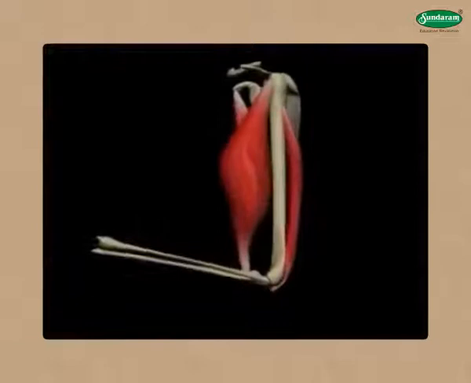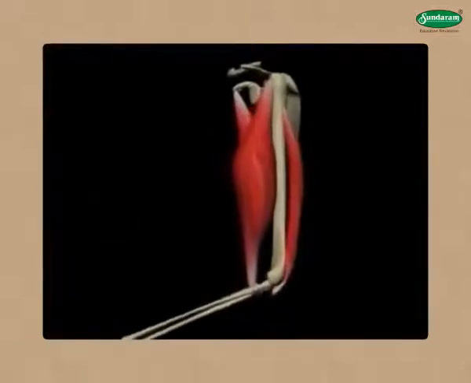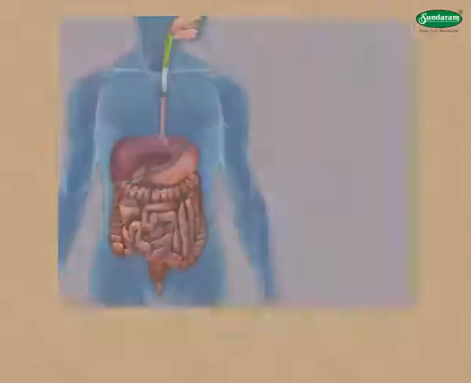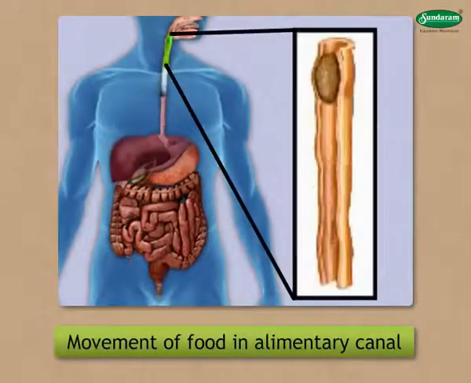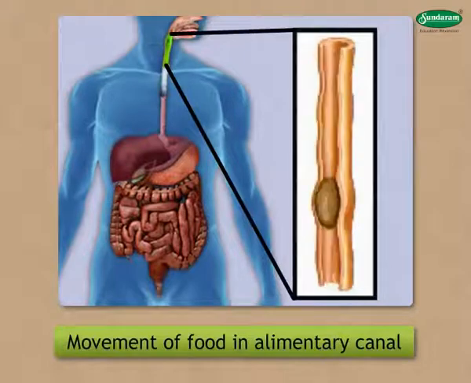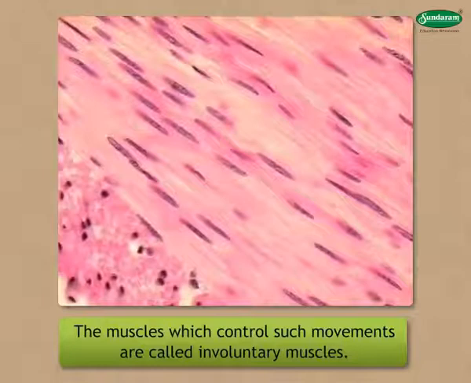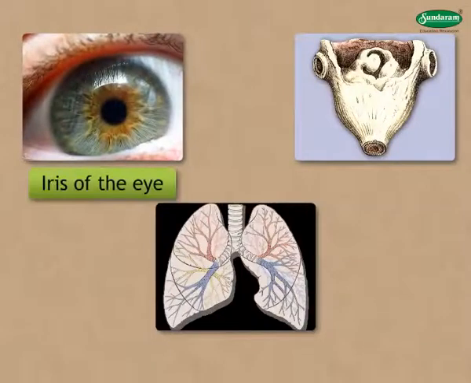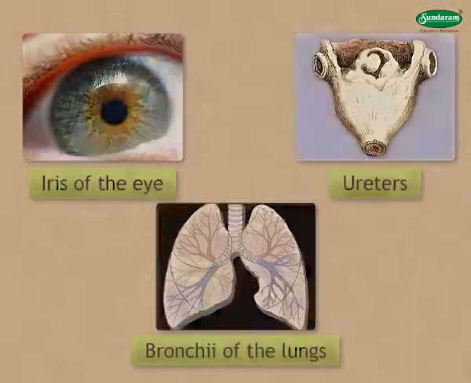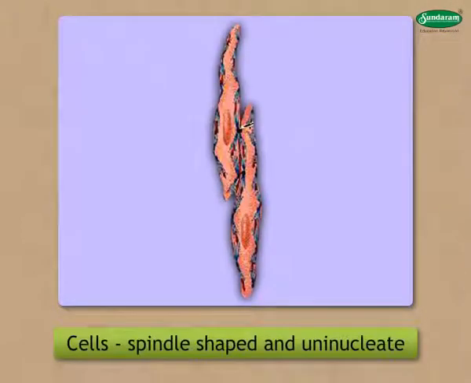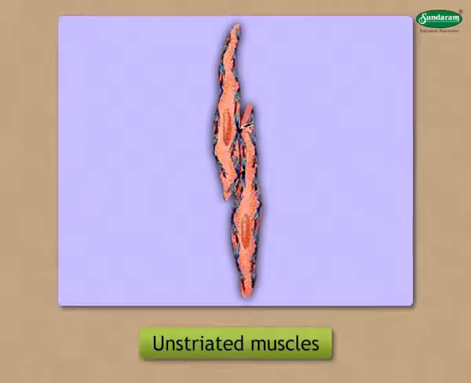We cannot really start or stop the movement of some muscles by our conscious will. Movement of food in the alimentary canal cannot be controlled simply because we want to do so. The muscles which control such movements are called involuntary muscles. They are also found in the iris of the eye, in ureters, and in the bronchi of the lungs. The cells are spindle-shaped and uninucleate. These muscles do not have striations. They are also called unstriated muscles.